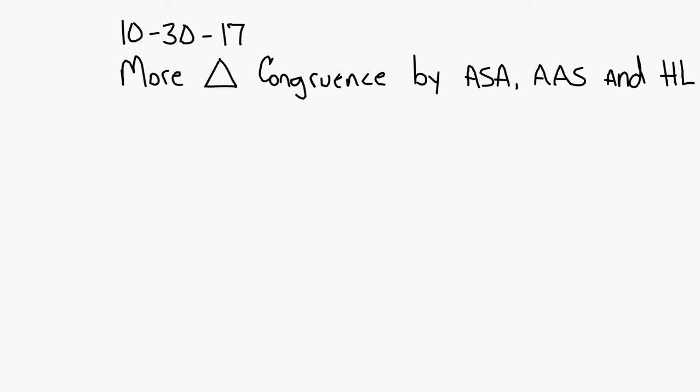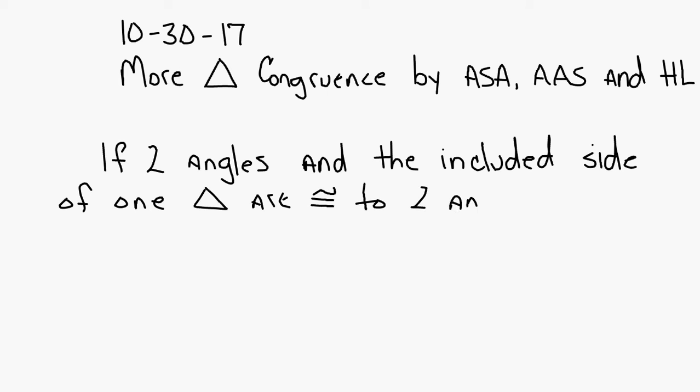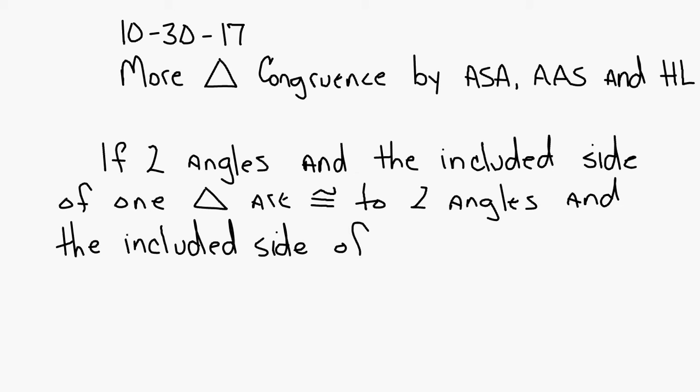So on page 260, angle side angle congruence says that if two angles and the included side of one triangle are congruent to two angles and the included side of another triangle, then the triangles are congruent.